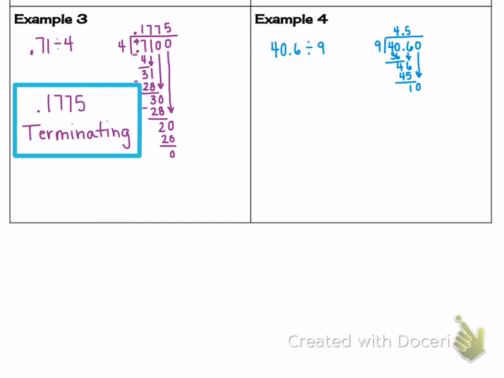9 goes into 10 one time. That's 9. Subtract, I get 1. Add another 0, bring down that 0. 9 goes into 10 one time. That's 9. Subtract, I get 1. So you see what's going to happen? 10, 9, subtract to get 1. So it is 4 and 51 hundredths with just the 1 repeating.